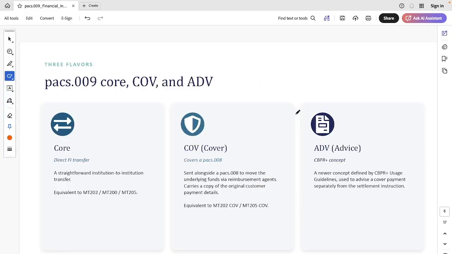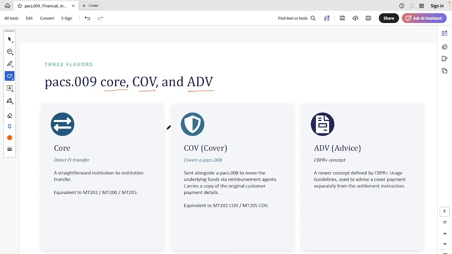Okay, now we come to a very important slide, the flavors of pacs.009. So there are three commonly discussed variants: pacs.009 core, pacs.009 COV, and pacs.009 advice.